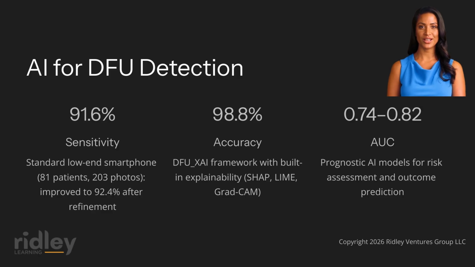The DFU_XI framework represents a significant step forward in both accuracy and interpretability of AI wound diagnosis. This framework incorporates explainability techniques including SHAP, which stands for Shapley Additive Explanations, LIME, which stands for Local Interpretable Model-Agnostic Explanations, and Gradient-Weighted Class Activation Mapping, known as GradCAM, and it achieved 98.8% accuracy, 99.3% precision, 97.7% recall, an F1 score of 98.5%, and an AUC of 98.6%.